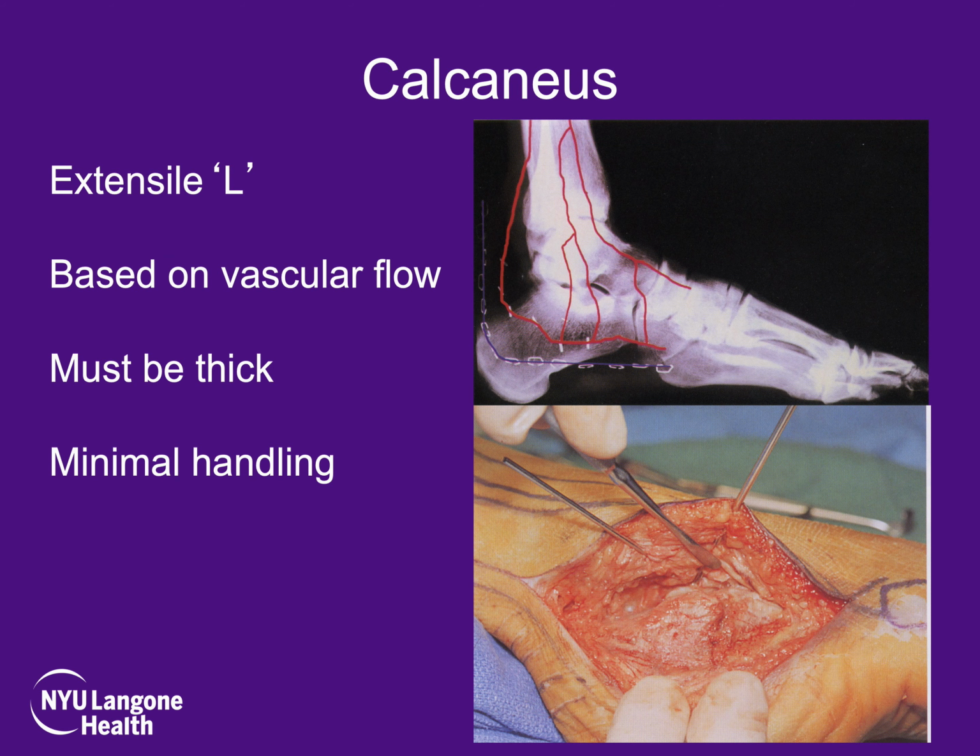The classic approach to the calcaneus is the extensile L incision. It is based on the vascular flow of the lateral calcaneal artery. The flap must be kept thick, and minimal soft tissue handling should be maintained throughout the procedure to minimize traction on the flap itself. Even with excellent soft tissue handling, there is a 15 to 25% rate of soft tissue slough of this flap.